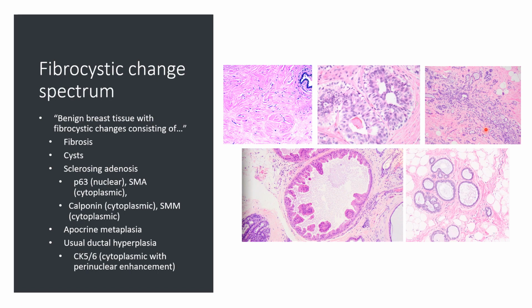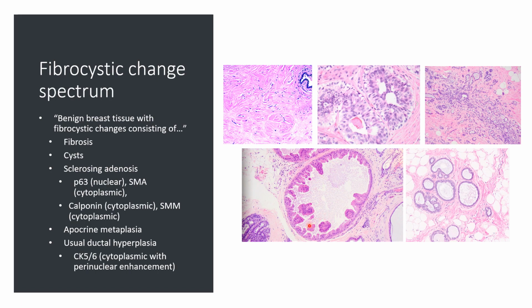We also have apocrine metaplasia demonstrated here, and you can just see that the cells lining this gland are becoming a little bit more eosinophilic, as well as maybe slightly papillary as well. So this can kind of describe apocrine metaplasia.